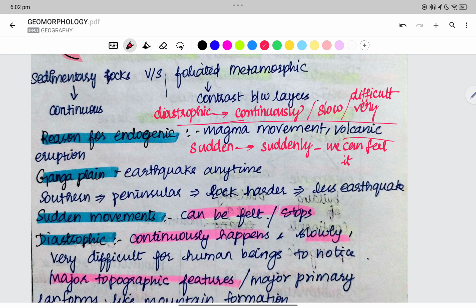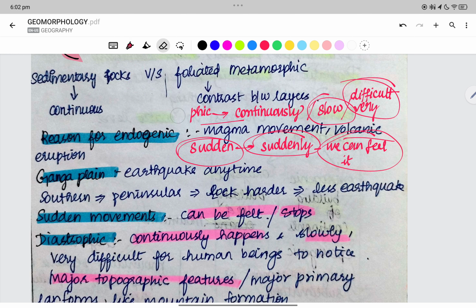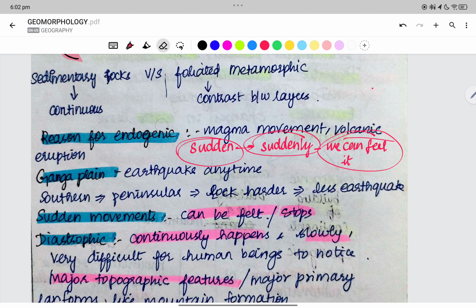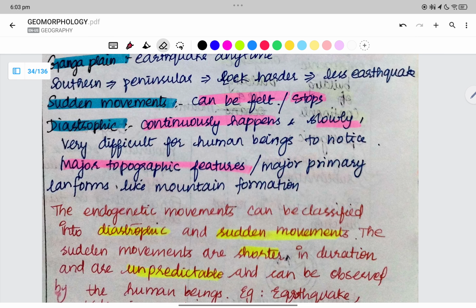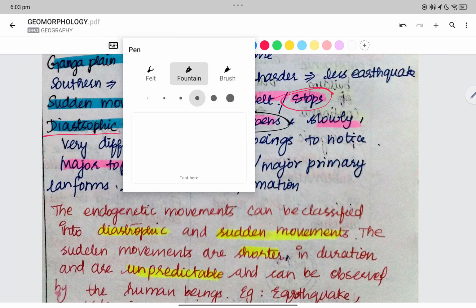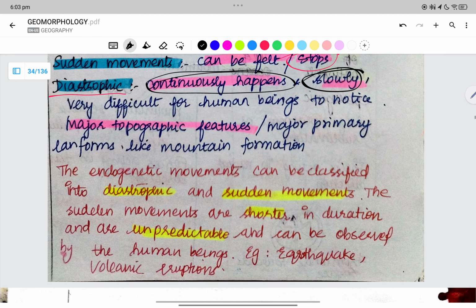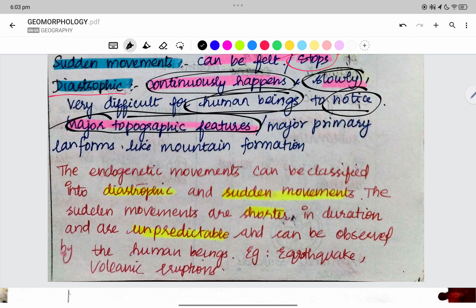So diastrophic movements are continuous movements which are slow and very difficult to notice. Sudden movements happen suddenly and can be felt, and they have a stop. Diastrophic movements are happening continuously, very slowly, and it is very difficult for human beings to notice. They form major topographic features or major primary landforms like mountain formation.